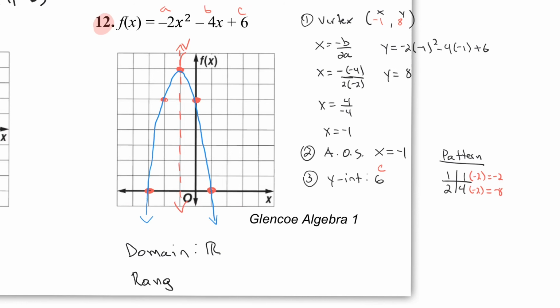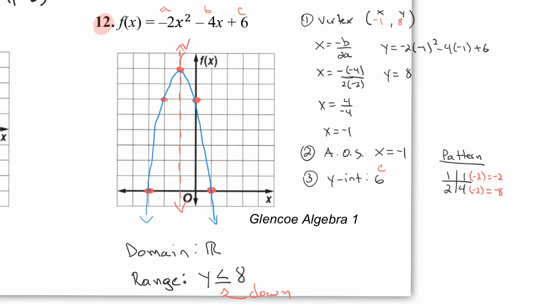This depends on the vertex and on if it's a min or a max, okay? So first of all, we know that the vertex is at -1, 8. So my range will be y is less than or equal to +8. I'm using less than because my parabola is going down, and it is 8 because the y value of the vertex is 8. So y is less than or equal to 8.